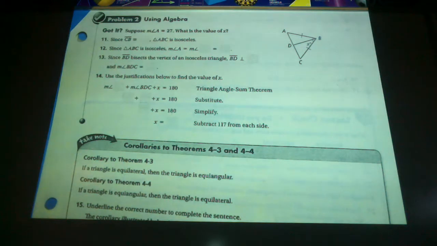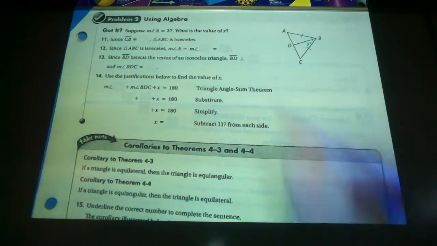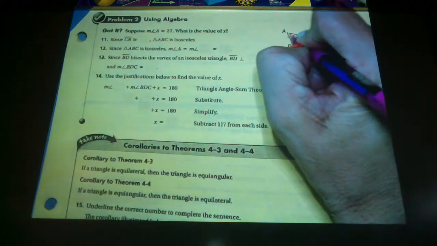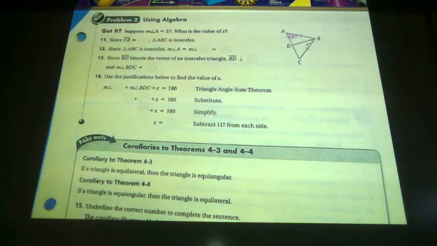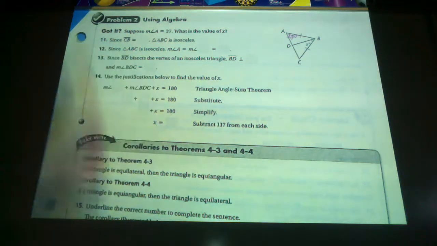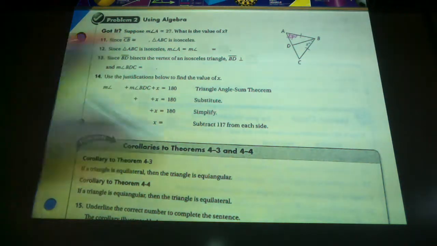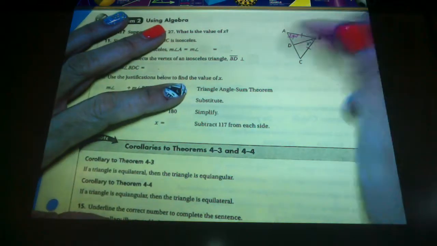So suppose the measure of angle A is 27 degrees. What do you think I should do with that? I'd mark it in here. So inside, because it's an angle measurement, that's 27 degrees. What is the value of x? So I'm not going to go through all of the rigmarole. Let's just talk our way through it. You can walk your way through it here if you want to, but let's just look at the picture.